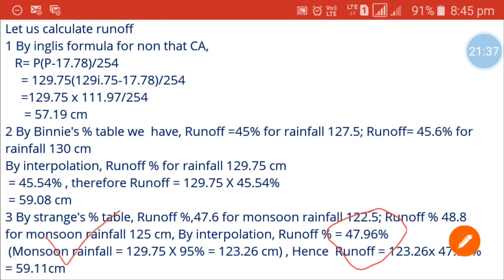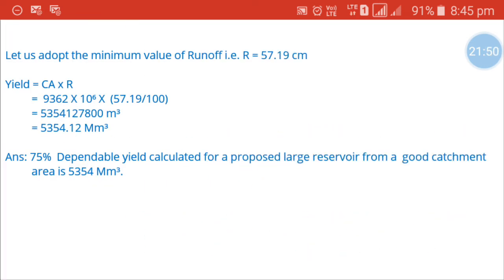As such, by adopting these three methods, we have three sets of runoff values. Now what is the next step? The next step is to calculate the yield. Out of these three, which value of runoff is to be adopted? We have to assume the minimum value of the runoff, and that is by the English method, 57.19 centimeter.